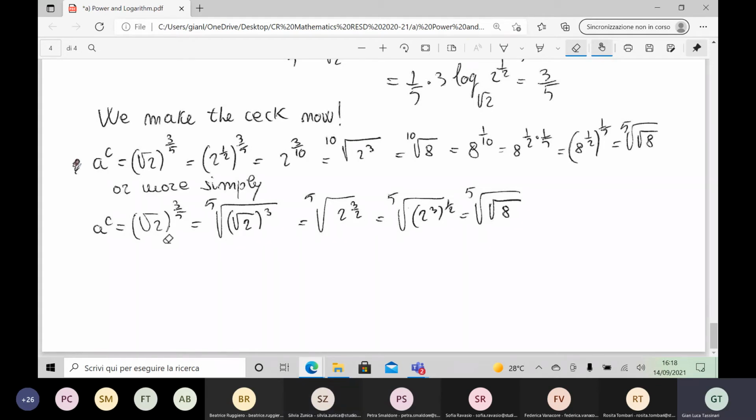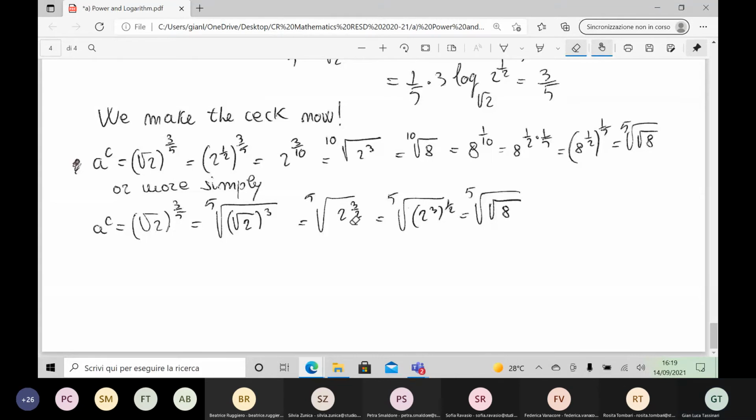Okay, we look at this one, because I did it: square root of 2 to the power 3 over 5. This means that you have to take the root of order 5 of square root of 2 to the power 3. How can you write it as a power of a power? You can rewrite square root of 2 as 2 to the power 1 over 2. So you have 2 to the power 1 over 2 times 3, which is 2 to the power 3 over 2.